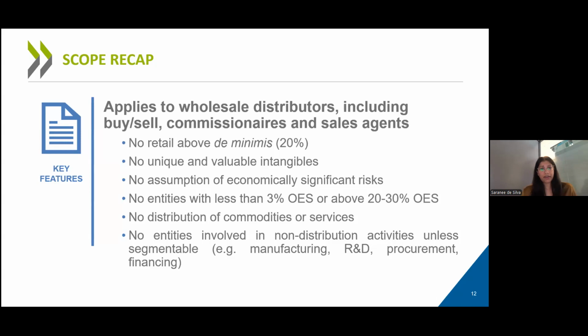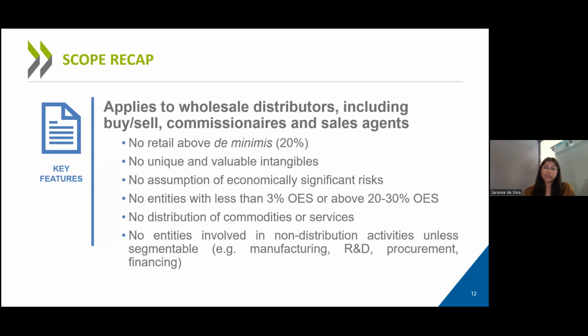The second scoping criterion is purely quantitative, and it's based on an operating expenses to sales ratio. So an entity needs to have a minimum of 3% operating expenses to sales and a maximum of 20 to 30% operating expenses to sales to qualify for Amount B. The upper parameter does provide a range, which means that adopting jurisdictions can essentially choose what the upper bound of that quantitative criterion is, and they can determine the proportion of their distribution activities that they would want to fall within scope of Amount B. So to the extent that those criteria are met, a transaction is within scope.